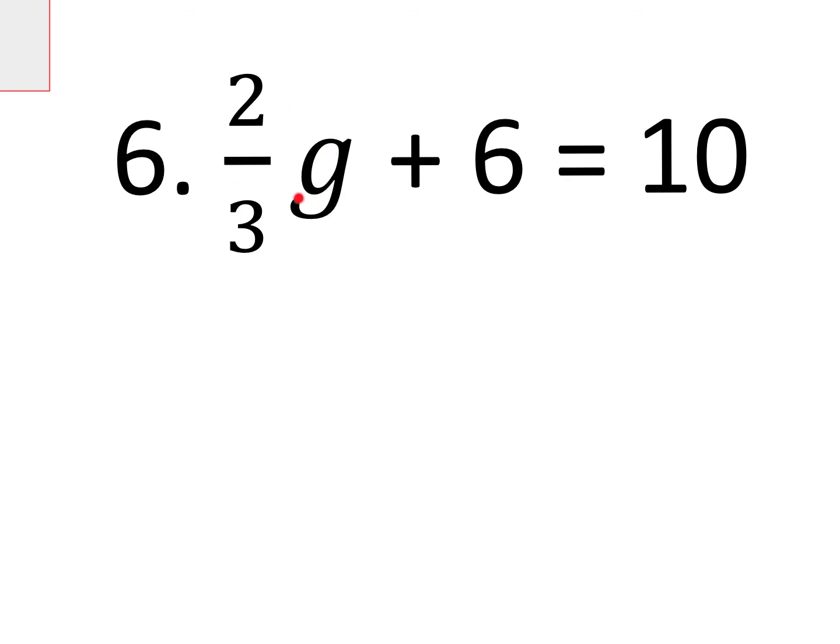This guy is with g, he's kind of important. This guy is the loner. You don't care about this guy, get rid of this guy first. Always get rid of the constant, the number that's all by itself without the variable. So let's get rid of that plus 6 first. It just makes things easier. Subtract 6.